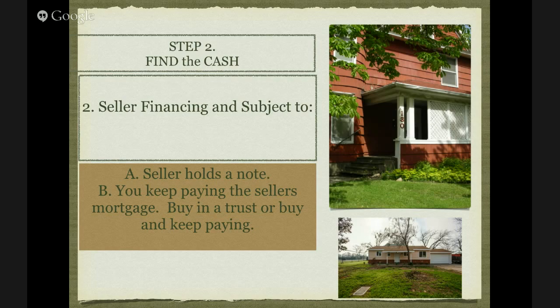With a subject to, which I'll go over in part B, you basically just keep paying the seller's mortgage. You can buy it in a trust or an LLC, or you can just buy it and keep paying the mortgage. You can notify the bank if you want. Sometimes you can just keep paying that note. We just notified the bank, and as long as the money was coming in, they were happy. So that house in the bottom picture there is something we just bought this year. It's letting you know that it's still possible to buy things subject to. We bought it in 2014, fixed it up, and sold it in March 2015.